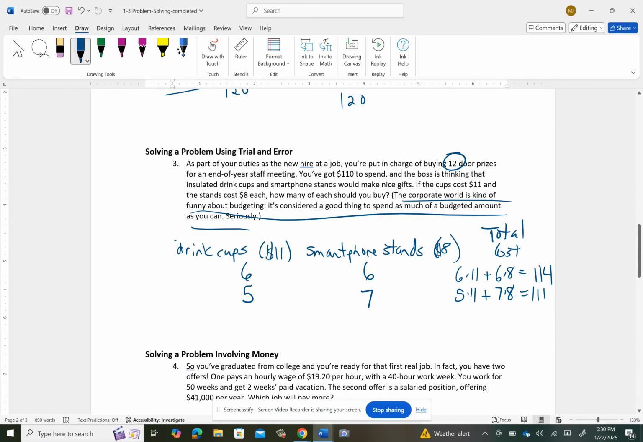All right. So that's really close, but I need it to be 110. So what if I did, okay, if I did 1 less smartphone stand, that would knock that down to 106. 1 more drink cup, that would make it too much. All right.